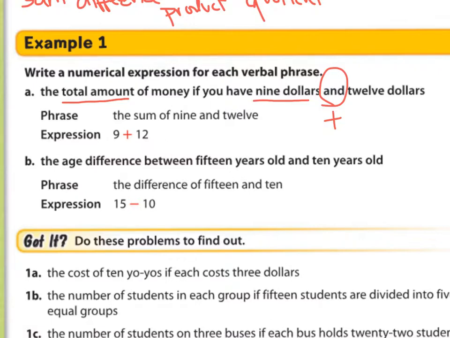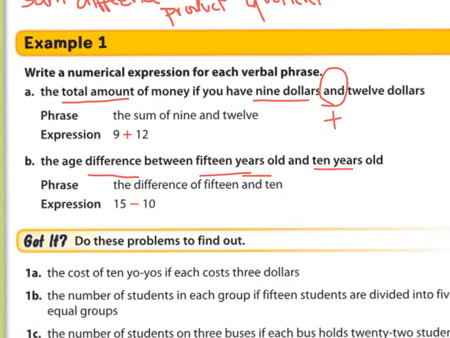Let's see. The age difference, look at that, between 15 years old and 10 years old. The difference, and then they tell us 15 years old, right here, and 10 years old. So when we're looking for the difference of 15 and 10, we take the larger number and we subtract the smaller number. The numerical expression would be 15 minus 10.